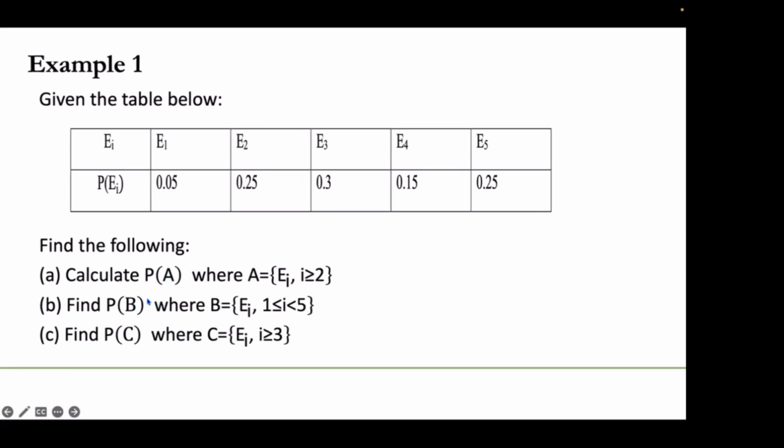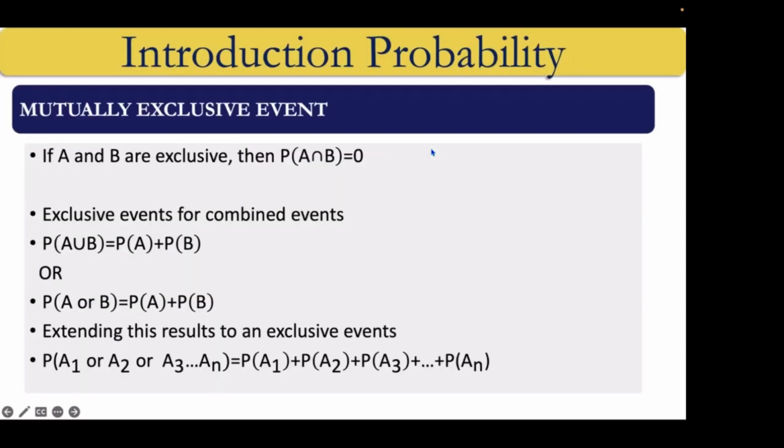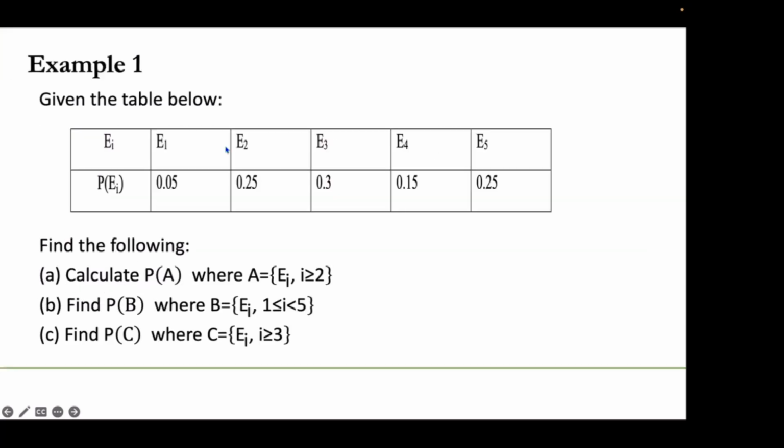Event A. And then with event B, they are saying that I is less than 5 but greater than or equal to 1. I being less than 5 means 4. Greater than or equal to 1 starts from here. So you sum from E1 to E4 and divide by the sum of E1 to E5. And then for C, where I is greater than or equal to 3, we start from E3 to E5, sum, and divide by E1 to E5.